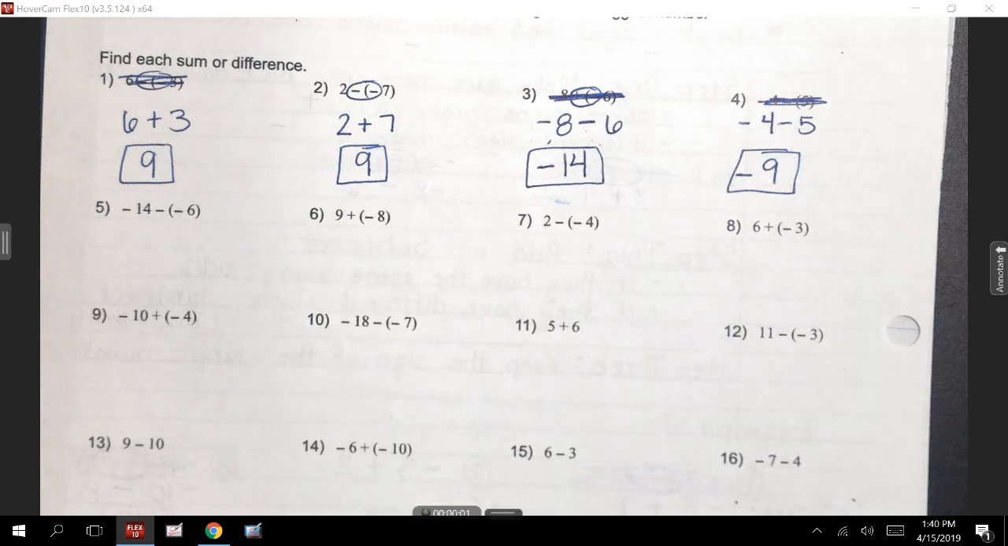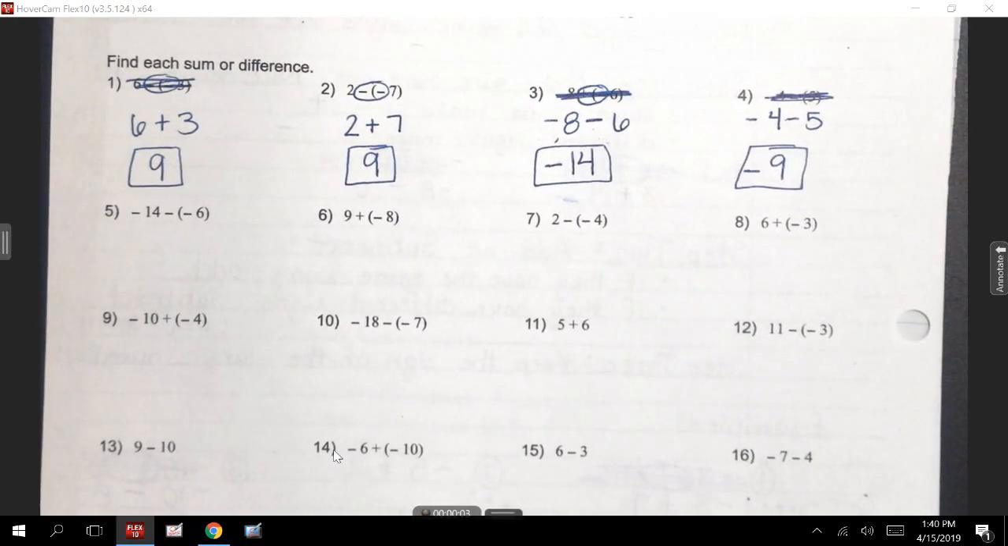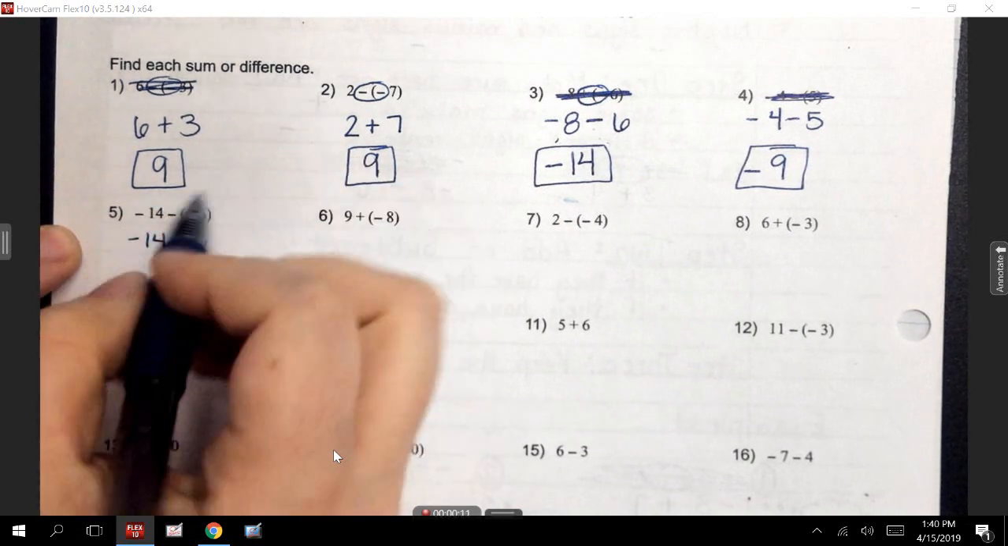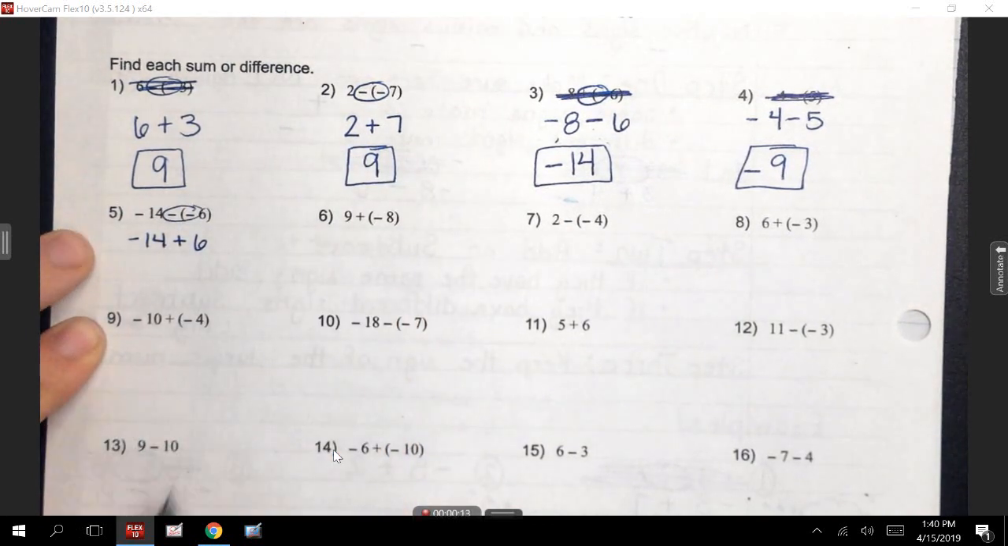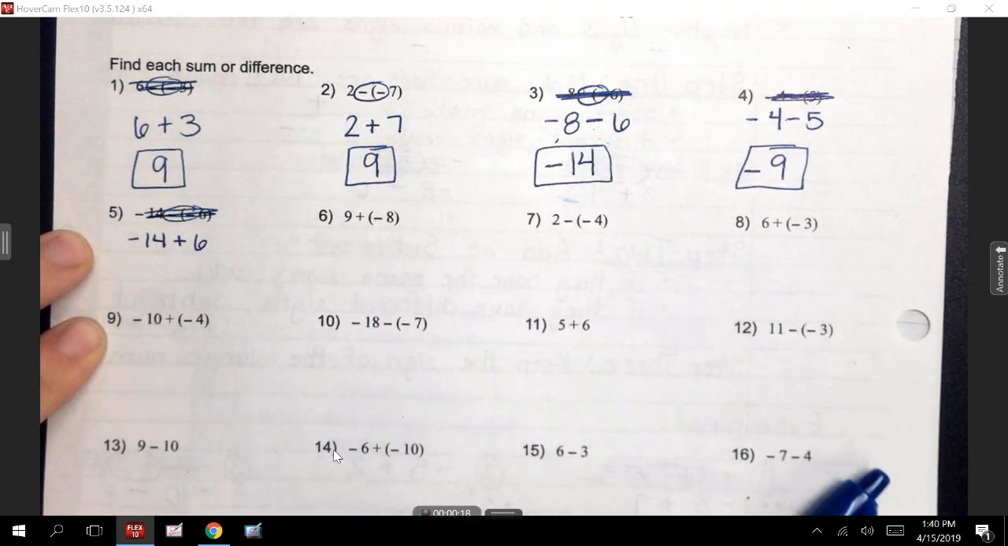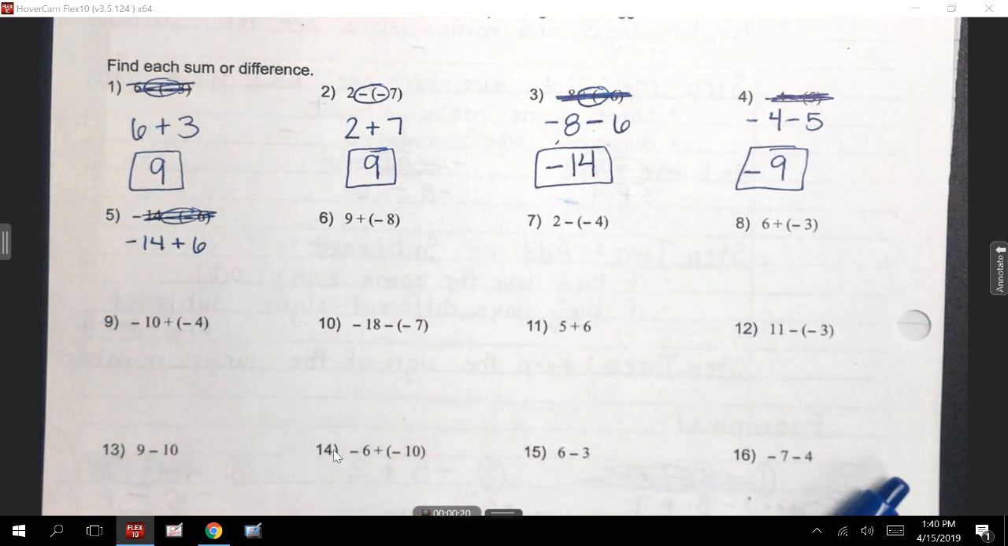Number 5. Who can tell me what that problem should say? When I fix that problem, what should number 5 say? McKenna. Negative 14 plus 6. So there's those minus signs. Now that I've changed it, do I need the original one? No. And remember, if it's a double sign, I've got to do it twice.